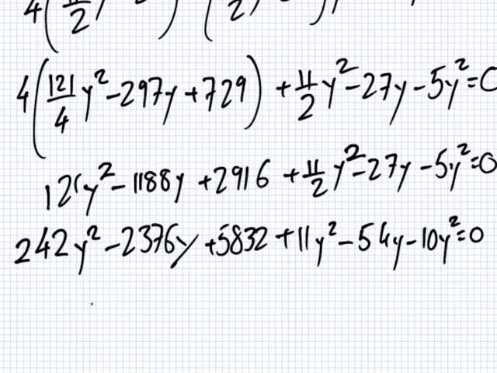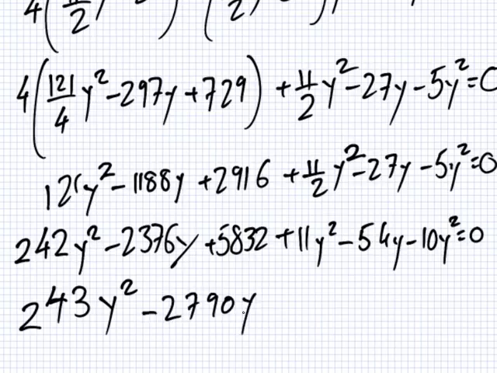Now that's not so bad because now things will start to clean up. So that would be 2, 5, 3, no, and then we have minus 10. So 2, 4, 2, plus 11 minus 10. So now I have 2, 4, 3, y squared, minus 2, 7, 3, 6, minus 54, minus 2, 7, 9, 0, y. And then the last one is just 5, 8, 3, 2, isn't it? There's nothing else to add it to.